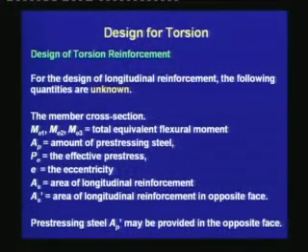For the design of longitudinal reinforcement, the following quantities are unknown: the member cross section, then ME1, ME2, ME3, the total equivalent flexural moments, AP, which is the amount of prestressing steel, PE, the effective prestress, e, the eccentricity of CGS with respect to CGC, AS, area of longitudinal reinforcement, AS prime, area of longitudinal reinforcement in opposite face, and prestressing steel AP prime may be provided in the opposite face.